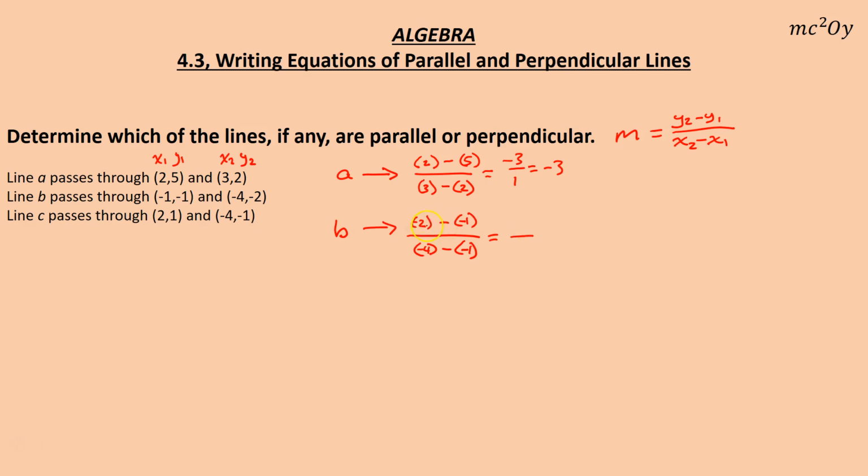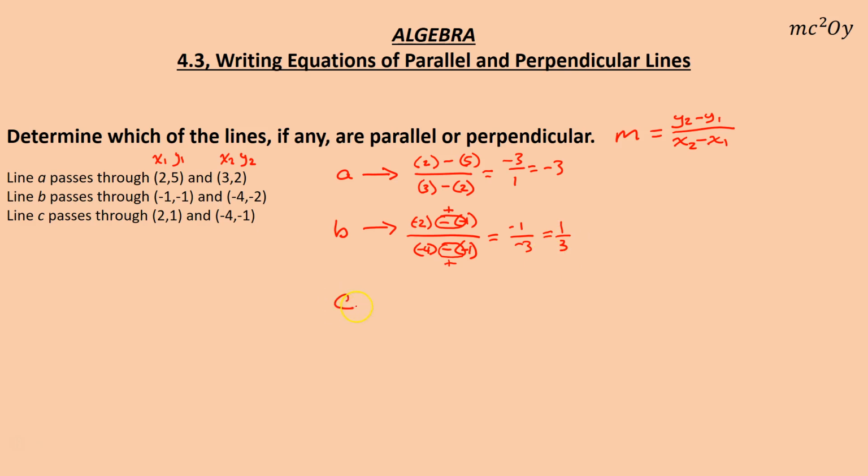So I get -2 minus -1, and those double negatives make a positive, so -2 plus 1 is -1. And then -4 minus -1 is the same as -4 plus 1, which is -3. So that is equal to 1/3.